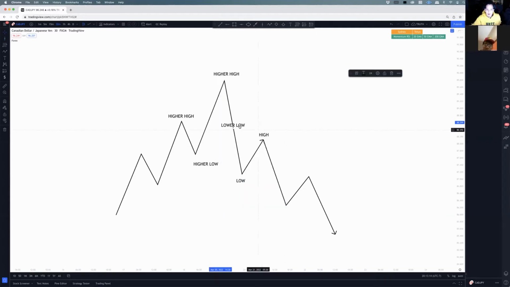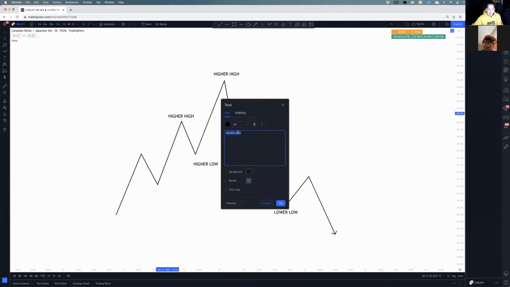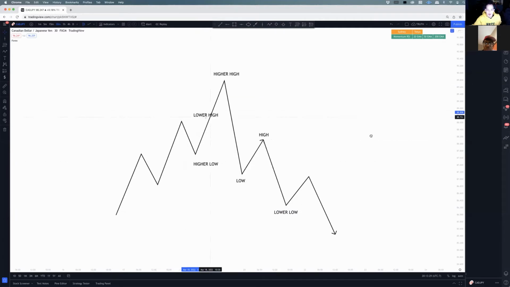A lower low, and then we're going to create a lower high. So again, the highest and lowest point the market has been to, it's the exact opposite from an uptrend. We're going to make a lower high over here, and then we're going to continue in that momentum.